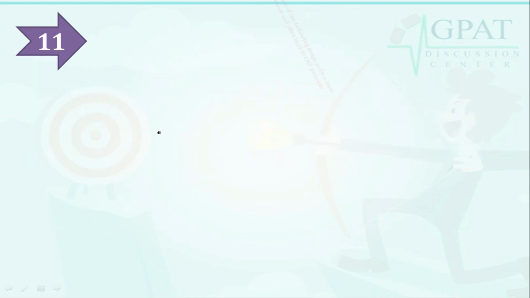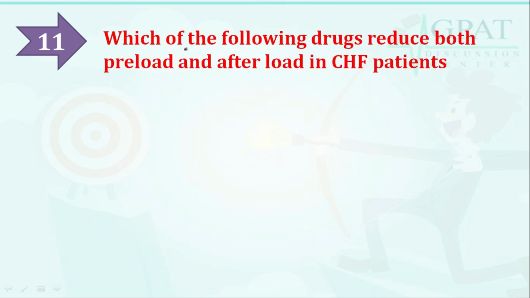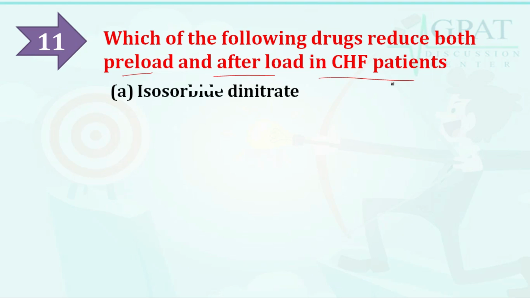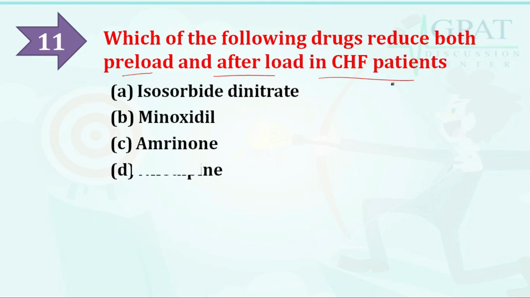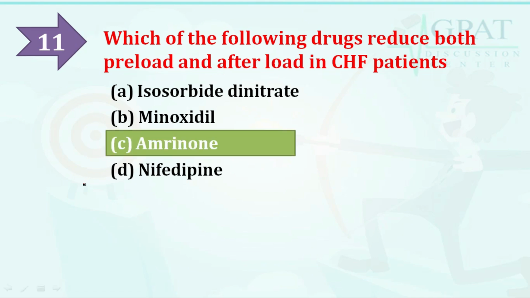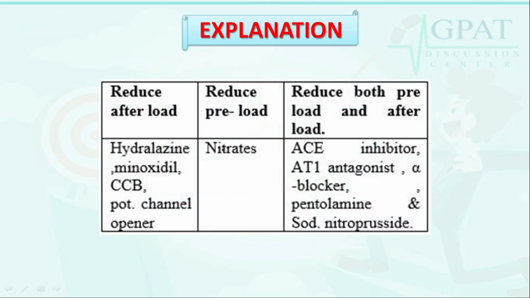Now the next question is, which of the following drugs reduce the preload and afterload in CHF patients? The options are: isosorbide dinitrate, option B, minoxidil, option C, amrinone, option D, nifedipine. So which drug reduces preload and afterload in CHF patients? The correct answer is amrinone, which is responsible for the reduction of preload and afterload in CHF patients.